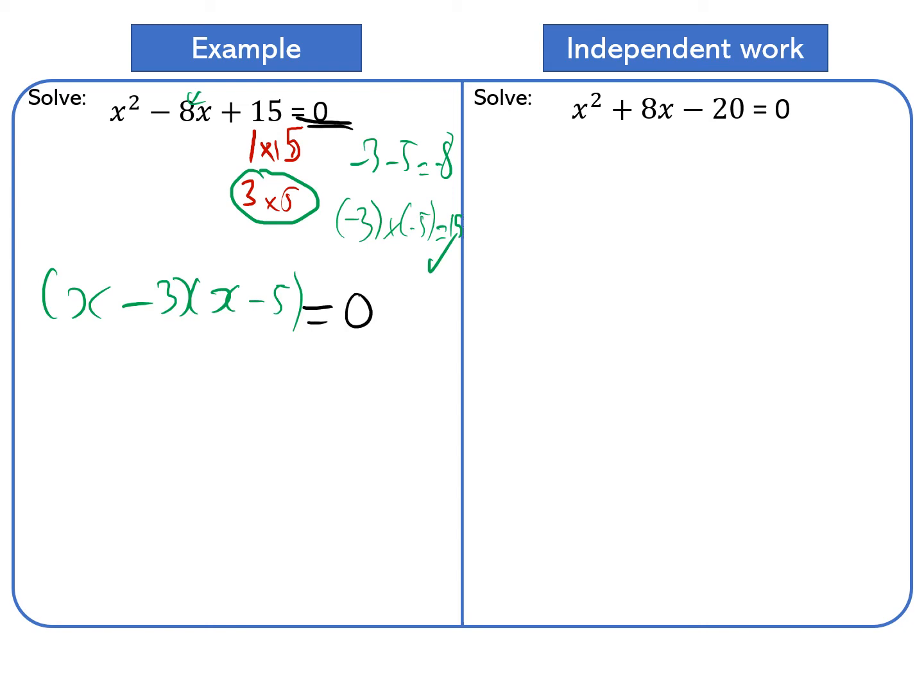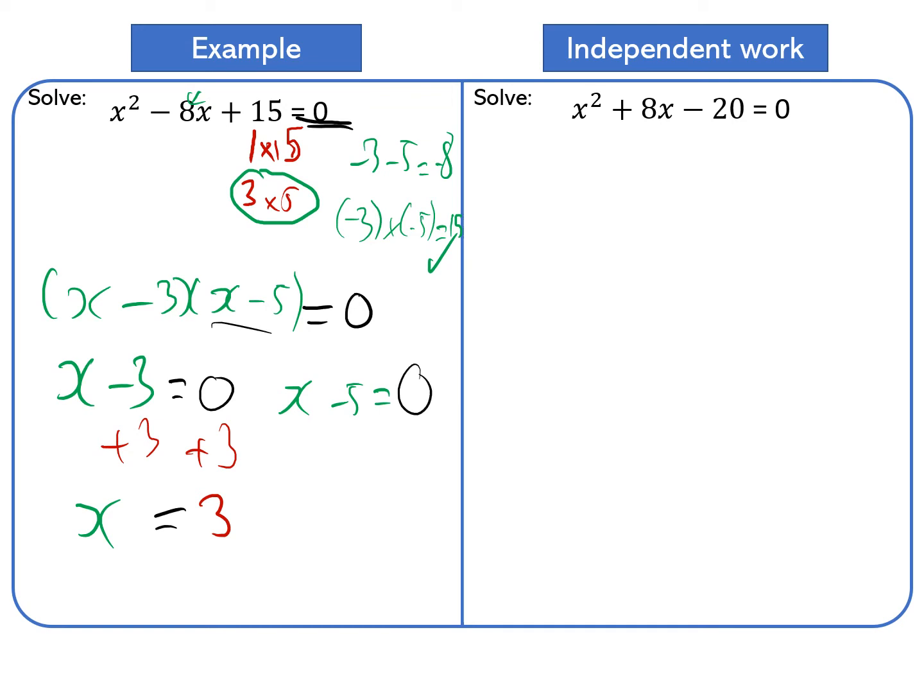So first of all, I've got x minus 3 is equal to 0. The inverse of minus 3 is to add 3. So we get x equals 3. That's one of our roots. And we have x minus 5 equals 0 from our second bracket. So the opposite of take away 5 is to add 5. And we get x equals 5.